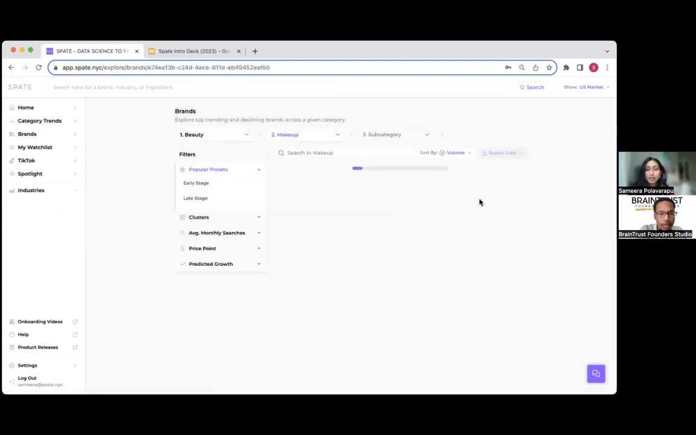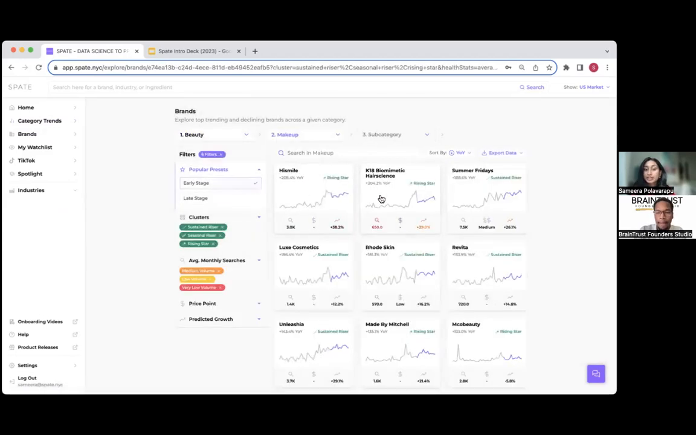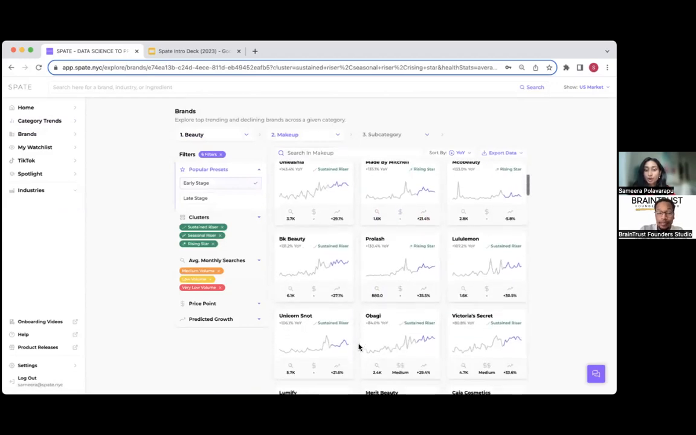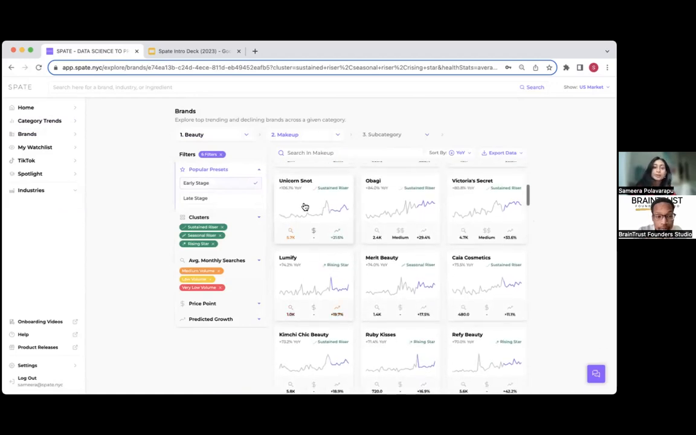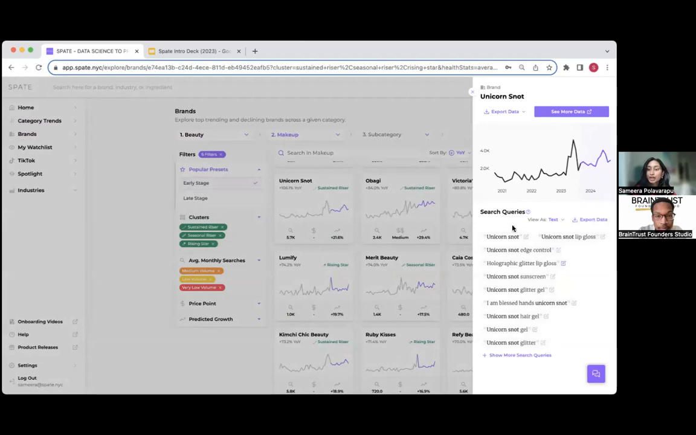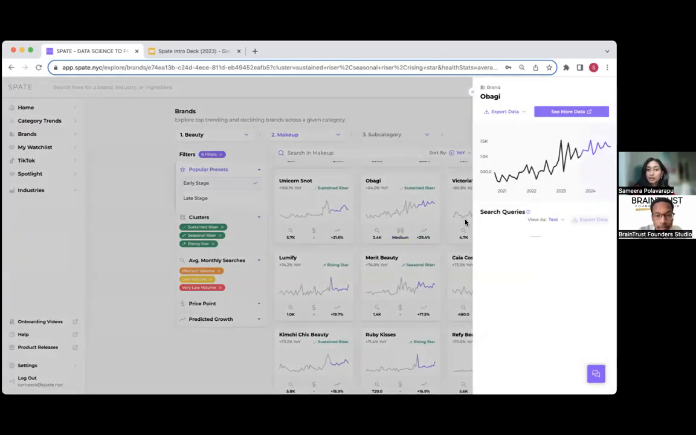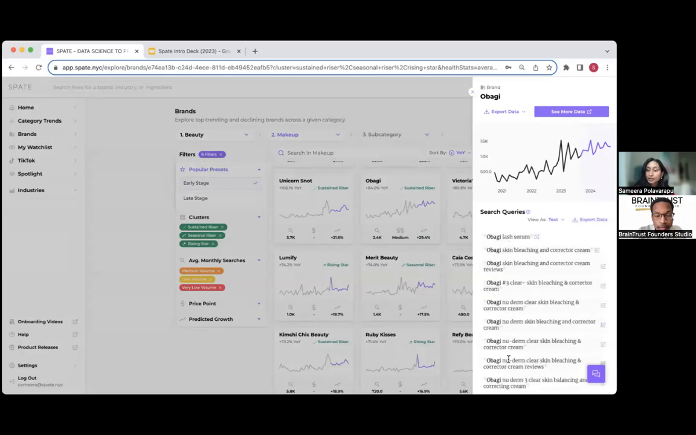And then we have the brand section, which is going to be able to show you, we can look at makeup, early stage brands that are becoming very popular. And so these are just examples of other small brands that are picking up. And you're able to then see exactly what they are creating and where they're gaining traction.